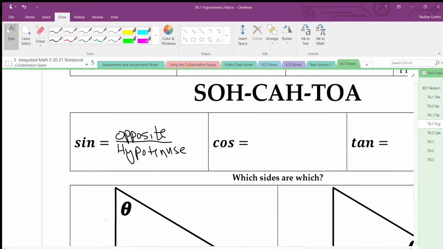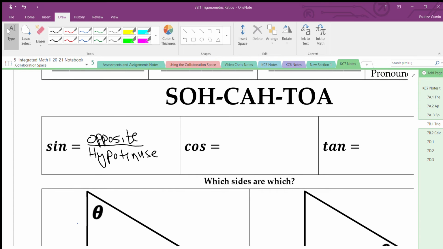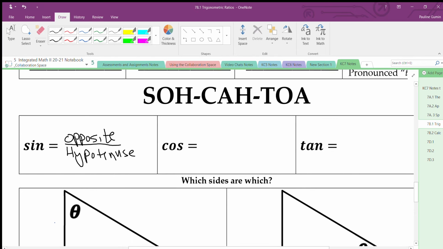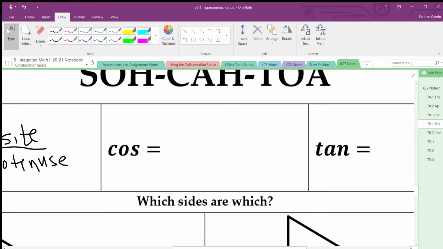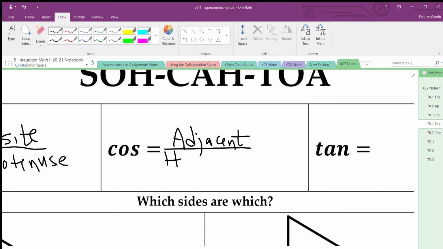Next we have cosine. It's spelled C-O-S when we work with it in math, but it's pronounced cosine. Now, in the abbreviation of SOH CAH TOA, we have C-A-H. The C is for cosine, the A stands for adjacent, and the H once again stands for the hypotenuse.